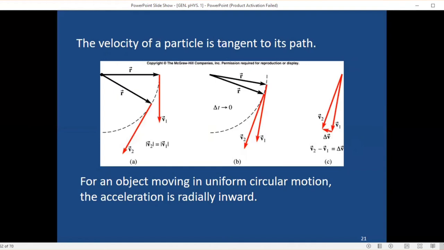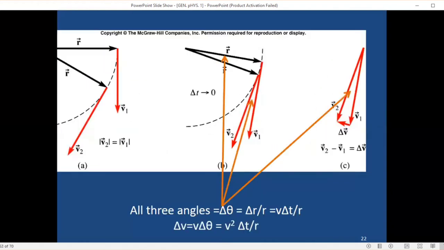So if the velocity of a particle is tangent to its path, for an object moving in uniform circular motion, the acceleration is radially inward. So the acceleration here, if the velocity of a particle is tangent to its path, like this, the acceleration is inward. All three angles, delta theta. Ano ba yung three angles na yan? Ito.